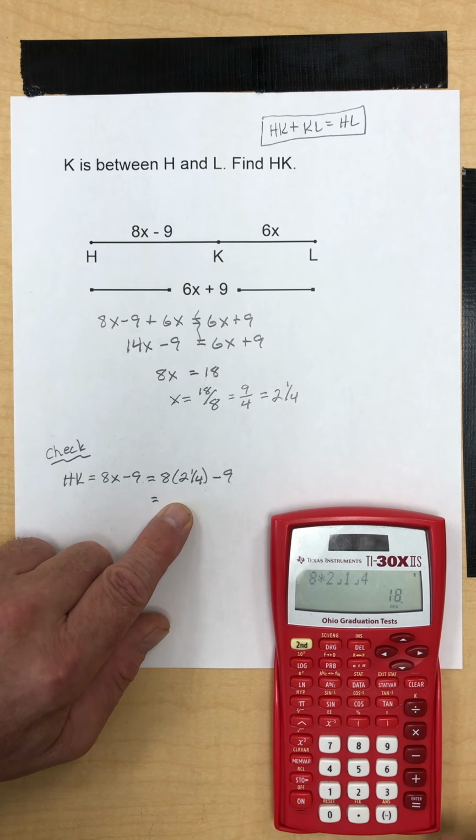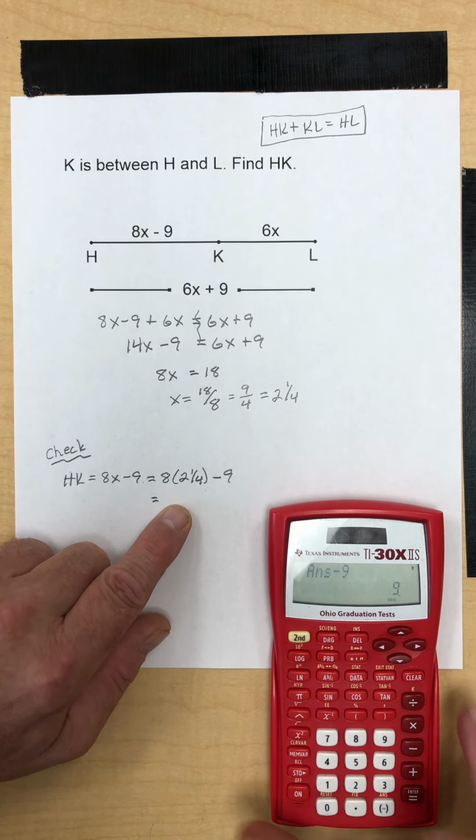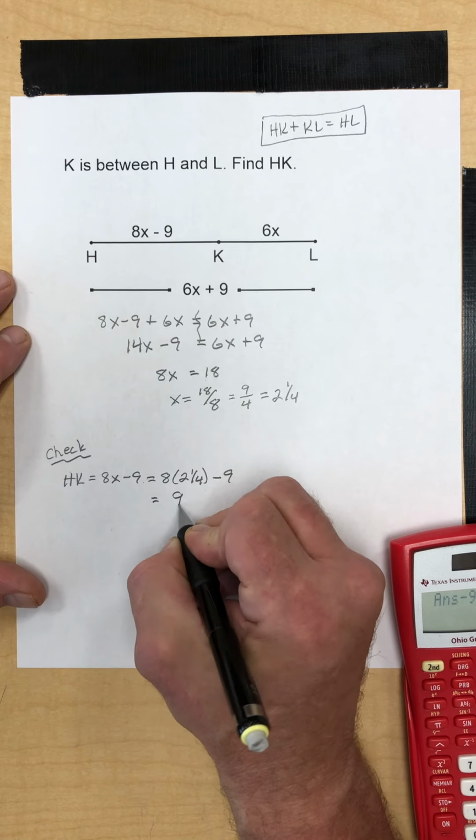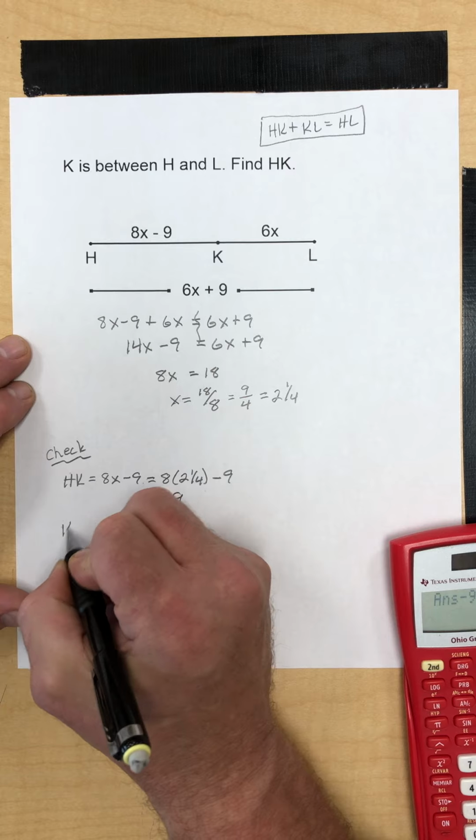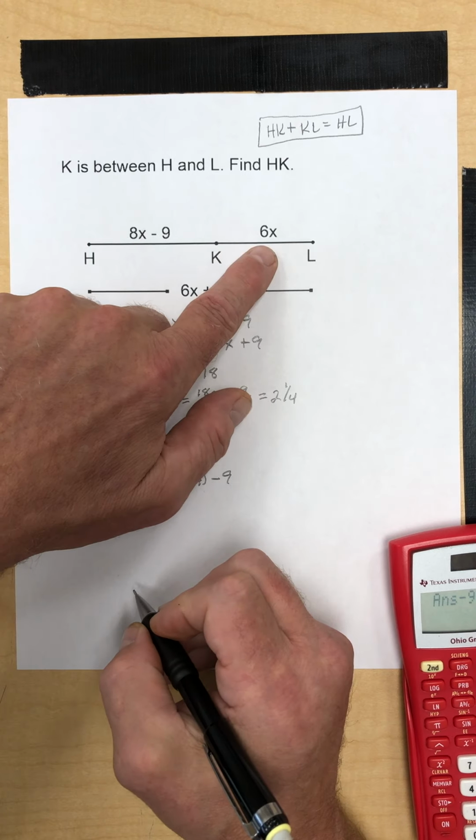Okay, hit enter, and then subtract 9. So I'm getting 9 here, okay, for HK. Now we have to do KL. So KL, which is 6x.